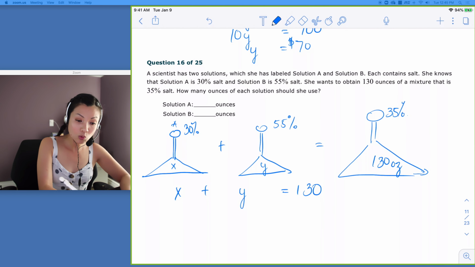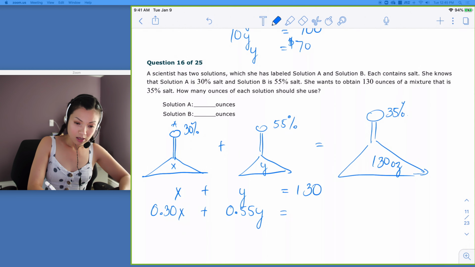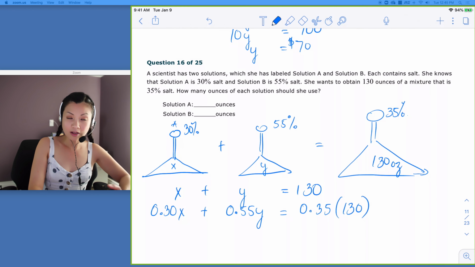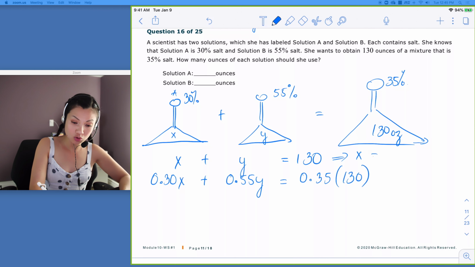The second equation, we have the 30%. So I'm going to have 0.30 x plus 0.55 y is going to be 0.35 multiplied by 130. And then from here, you just solve for x and y, right? Okay, so once again, I'm going to use substitution because to me, when the variable is isolated, substitution is going to be easy.